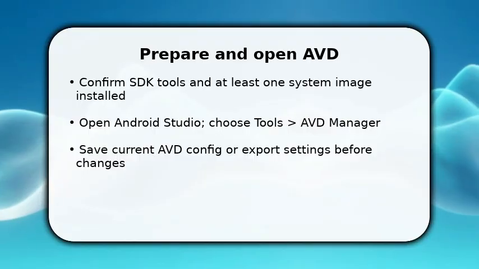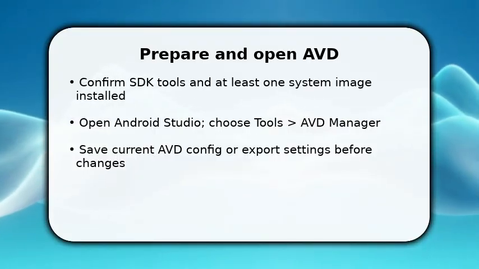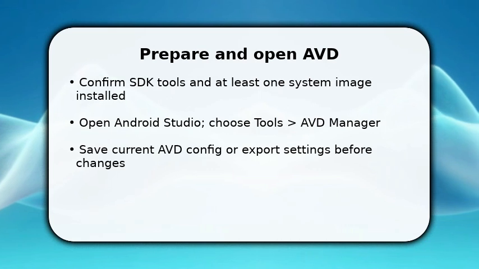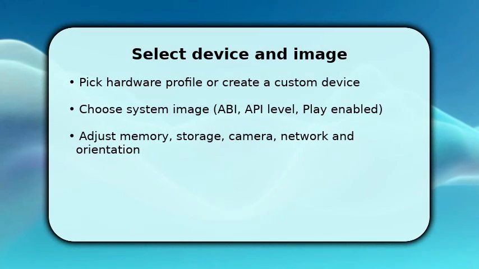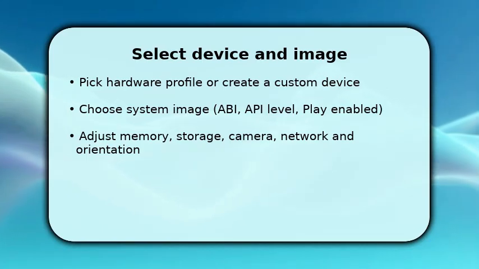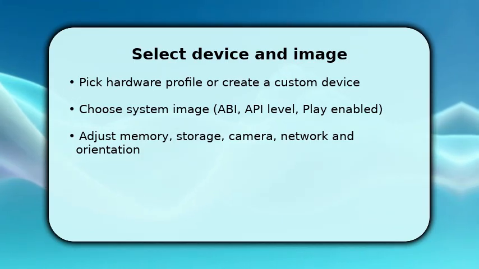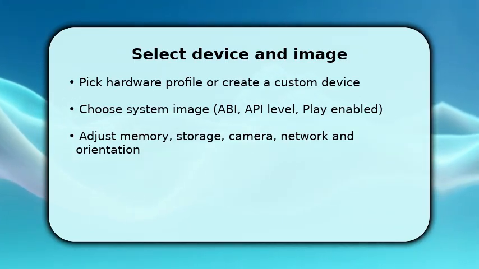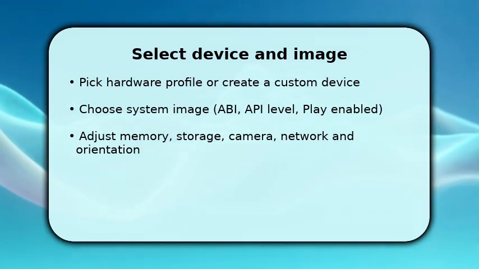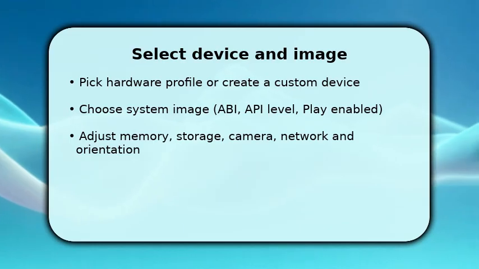Now choose the AVD you want to change, or click Create Virtual Device to begin making a new target device. You'll select a hardware profile that matches your test needs. You can pick a phone, tablet, or create a custom device if you need unusual specs. Next, choose the system image. Pay attention to ABI and API level and whether Play Store support is required.